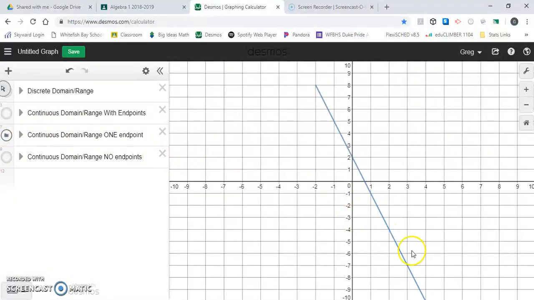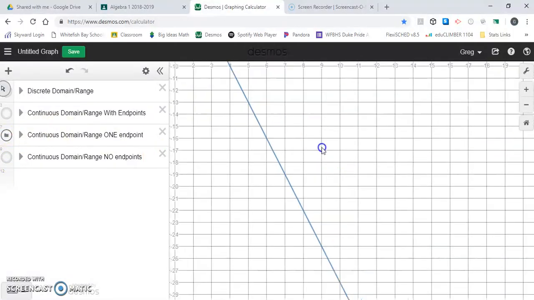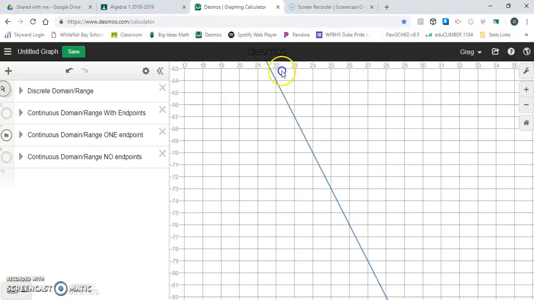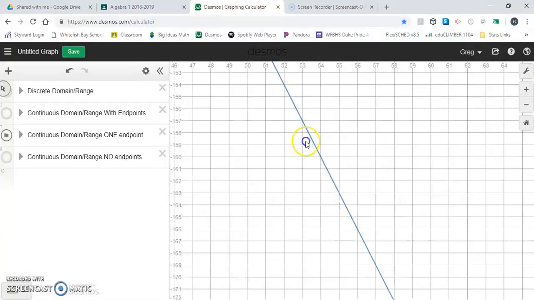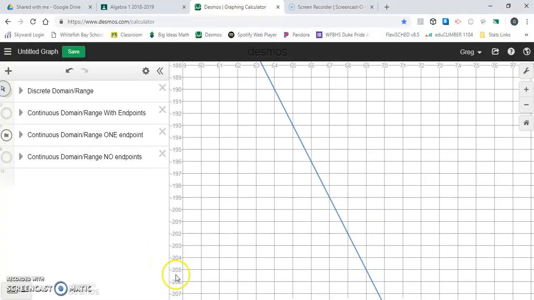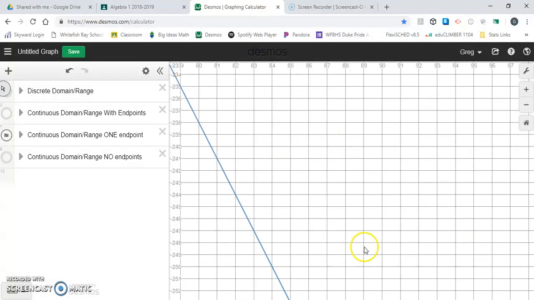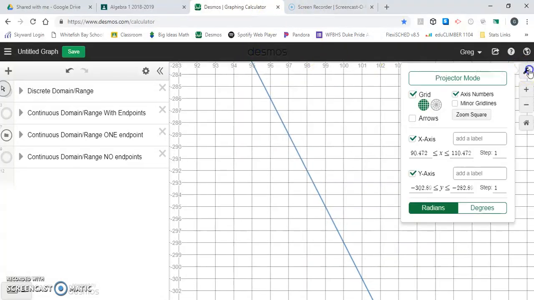So this is that same graph, and there's no arrow here because this graph will be able to continue to move for me. So if I keep tracing it, it's just going to continue to go down and to the right forever and ever and ever. You can see my y values are really negative 207. I'm already at the x value of 70. So I just keep going forever and ever and ever.